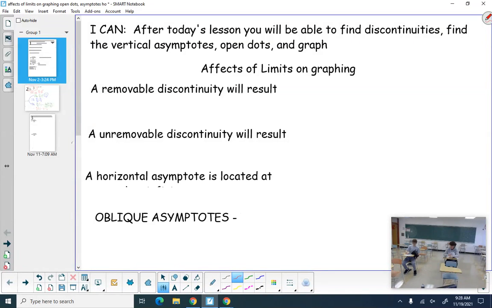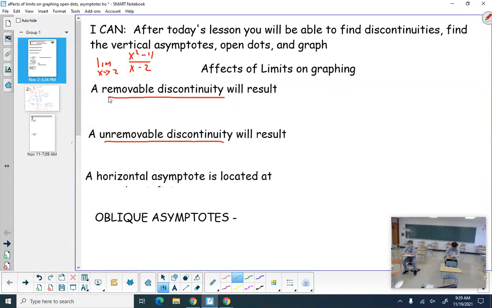If we had 2 scenarios with our discontinuities. When we had discontinuities, whatever makes our denominator equal to 0, we had 2 scenarios. One scenario is we had where we could eliminate the discontinuity. Limit as x approaches 2 of x squared minus 4 over x minus 2. This was a removable discontinuity.